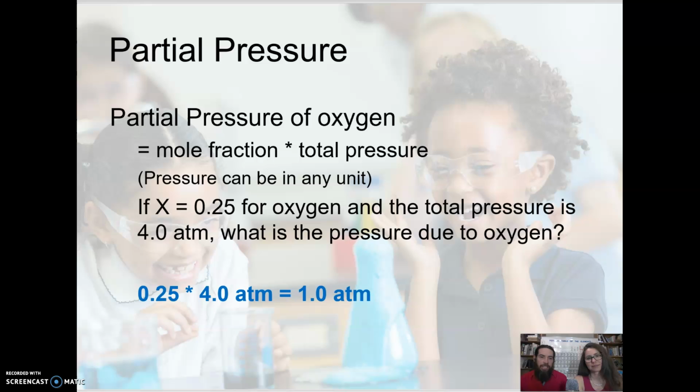So if the mole fraction was 0.25 for the oxygen, like the example before, and the total pressure of the mixture was 4 atmospheres, we would simply multiply the 0.25 by the 4, getting 1 atmosphere, and that's the contribution that the oxygen has to the mixture. We call that partial pressure.